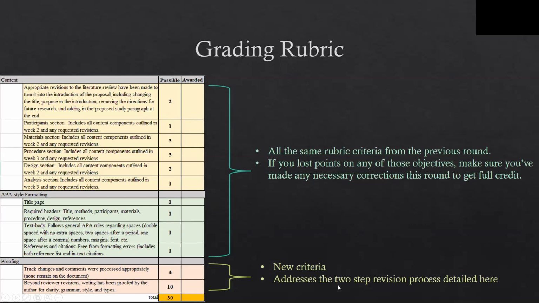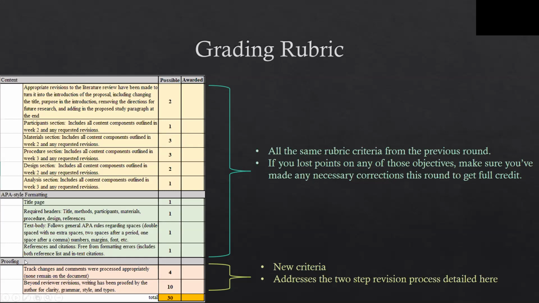Now you'll see the new criteria for this one is that 14 points go through this revision and proofing process. And so 4 points are allocated just simply by correctly accepting the track changes and addressing the comments. And so just using that handout for how to go through track changes and making sure that's all done correctly and that none of that remains on your document when you submit it, your final draft, is worth 4 points.